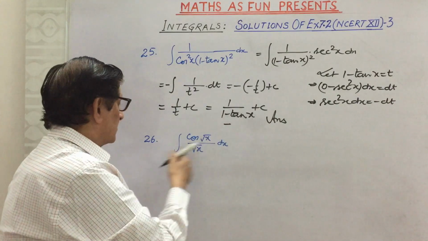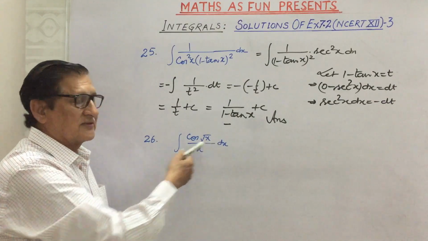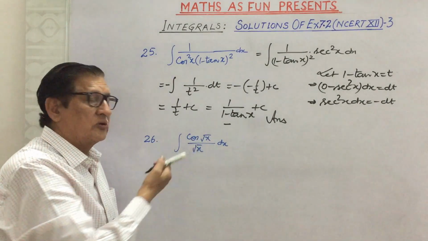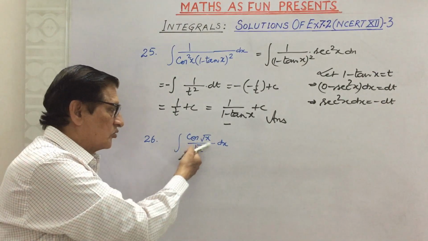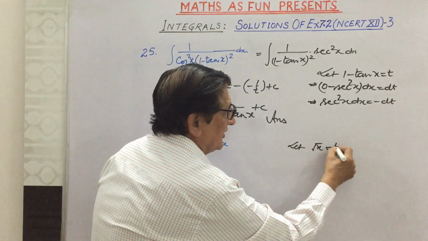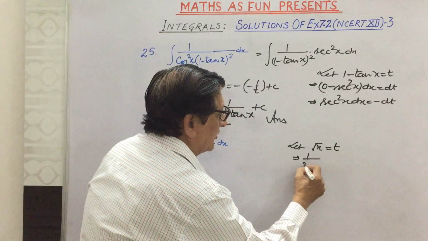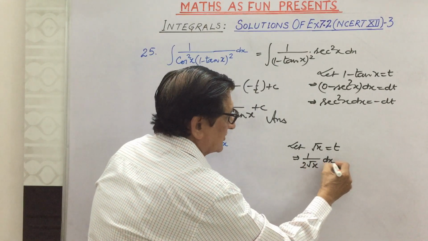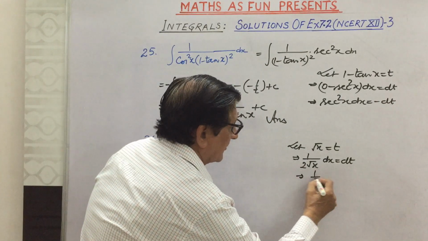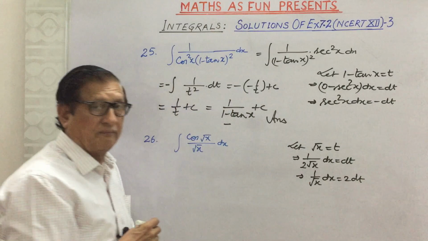And now question number 26 here is integral of cos root x upon root x, and we know that derivative of root x is 1 upon 2 root x. So we can take this root x as t. So we consider root x as t. Differentiating with respect to x, we will have 1 upon 2 root x dx is equal to dt. Or we can say that 1 upon root x dx will be 2 dt.